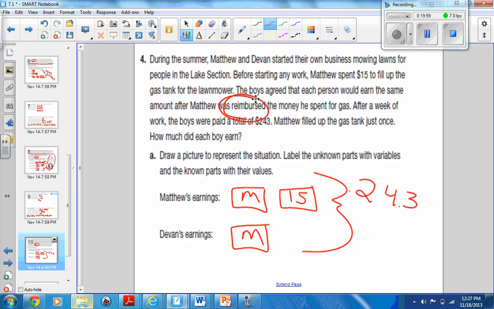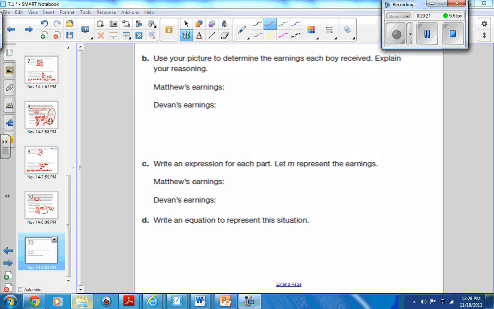So they got a total of 243, which is what's over here, but Matthew is going to get that $15 back. So he's going to get that money first before they split it. So that's why you have that extra 15 bucks. And then Devin, of course, earns whatever's left over after getting that 15, and they split it. Okay. So for B, C, and D, go through and do the equation and your explanation of how you came up with it. Again, using your different method.